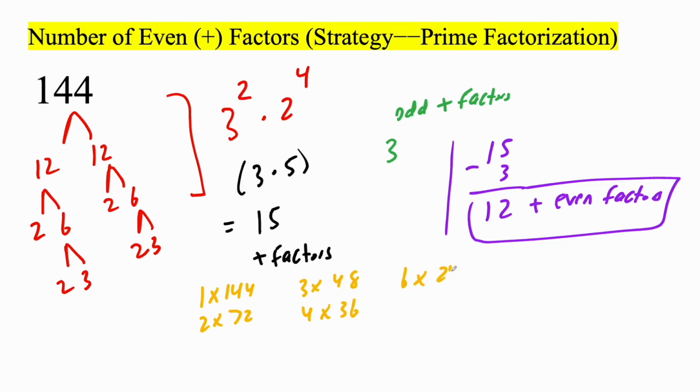6 times 24, 8 times 18, 9 times 16, and 12 times 12. And so if we count it, 1, 2, 3, 4, 5, 6, 7, 8, 9, 10, 11, 12. 12 is repeated twice, but we only counted it once. So we have 12 even factors, and of course we can count the odd. 1, 2, and 3. And that's pretty much it for this video.